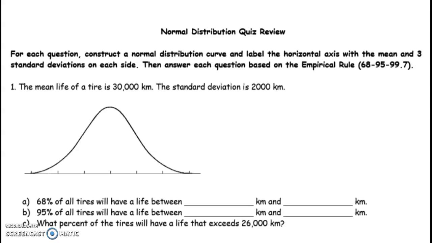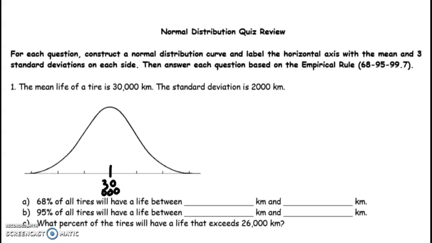In number 1, we're given that the mean life of a tire is 30,000 kilometers. The standard deviation is 2,000 kilometers. So if I label this curve, I'm going to put the mean life, the 30,000 kilometers, in the center. This is the mean in the middle, 30,000. I'm just going to put the zeros below it to save some space.